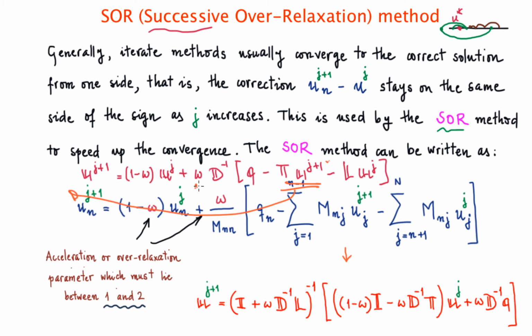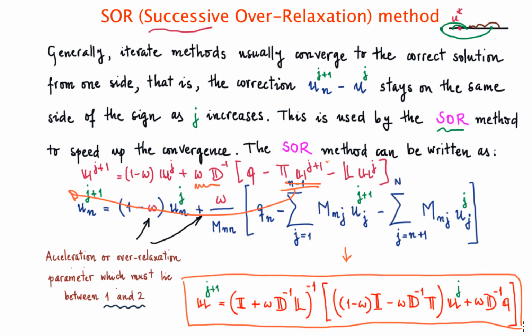Of course, remember that this is multiplied by omega times d minus 1. You bring it to the other side, and then you can clear from here just the expression for the u evaluated at the j plus 1 iteration, and the result that you have is this one. This is the result that we have for the u vector evaluated at the j plus 1 iteration in this SOR method.